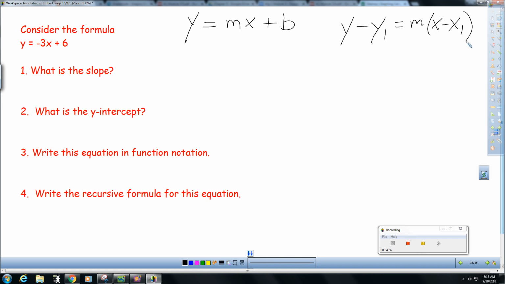Which form is it in? The one on the left or the one on the right? The one on the left. It's the one we like. It's slope-intercept. Which of these letters here represents slope?